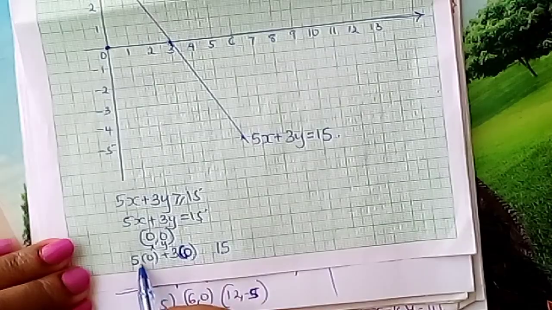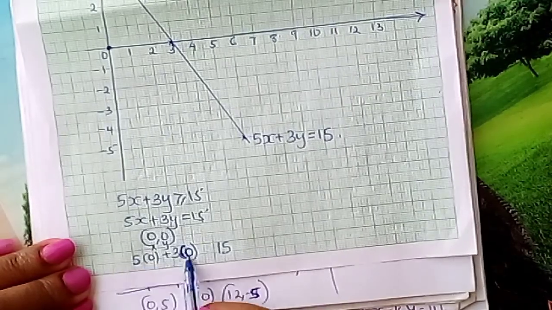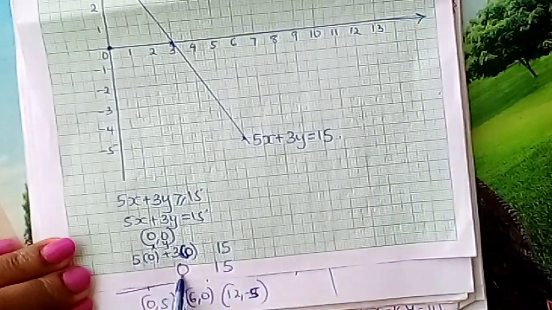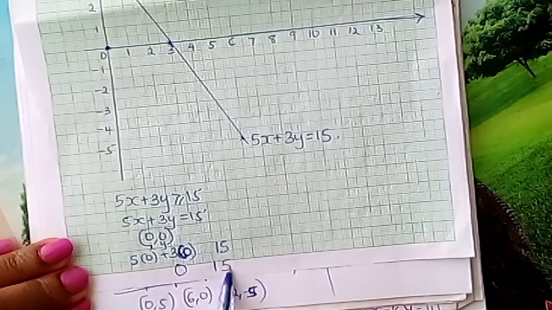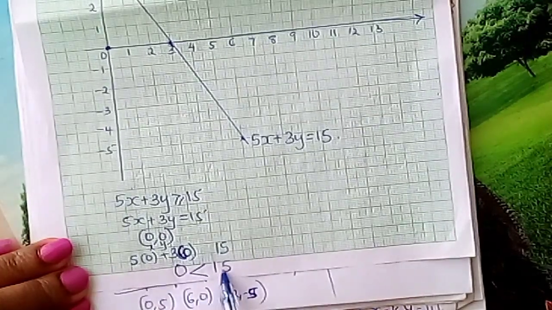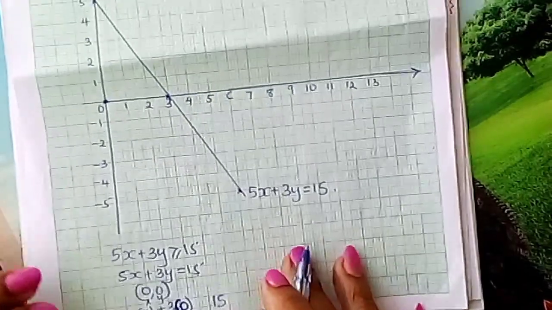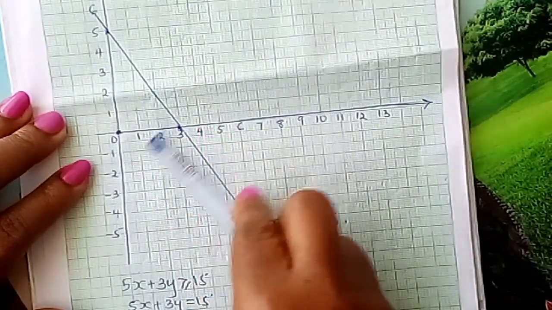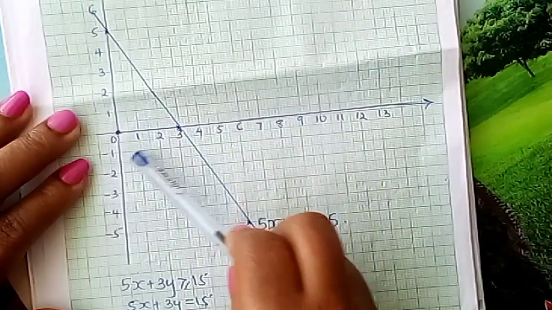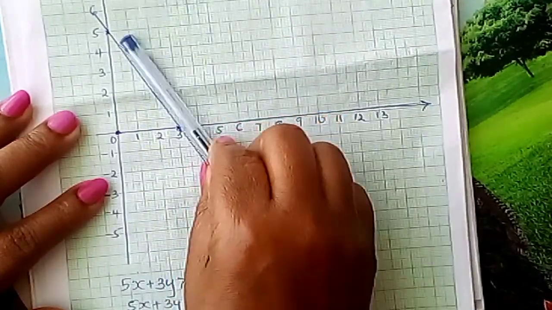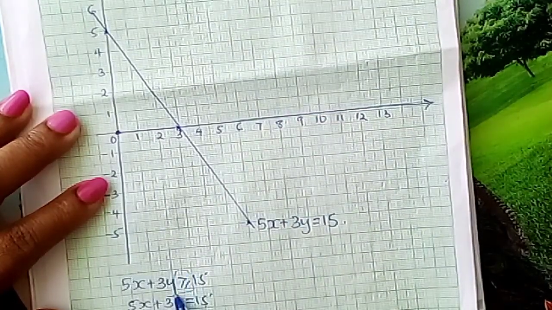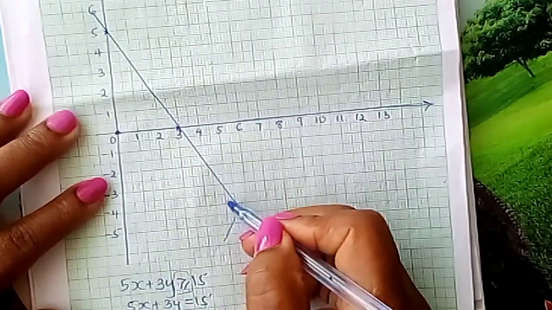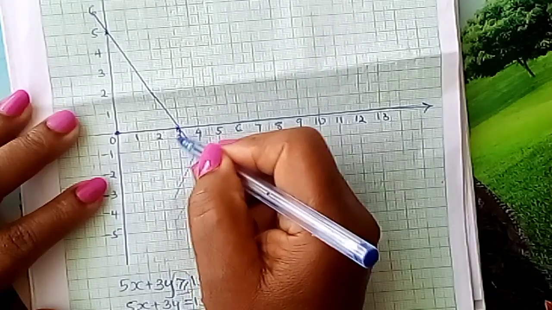So this gives you 0 plus 0. 0 plus 0 is 0. On the other side we had 15. So which inequality sign will you put here? The inequality sign that you put here is less than. 0 is less than 15. So this means that this side is less than. For any point that you pick here, this side will be less than and this would be greater than. And we want which side? Greater than. We want this side greater than. So you shade the less than side. I hope you understand.